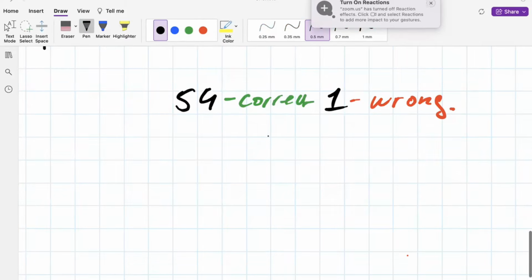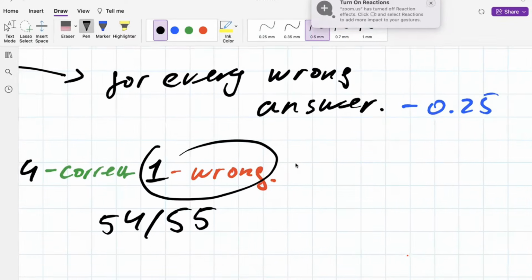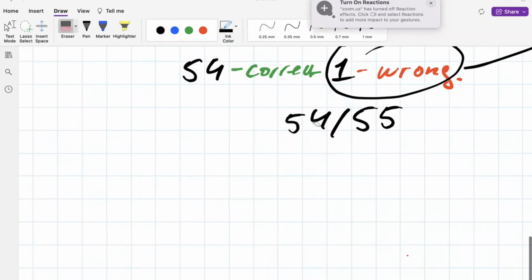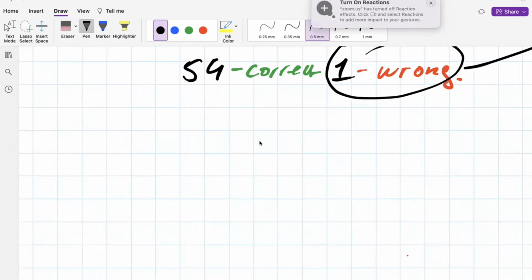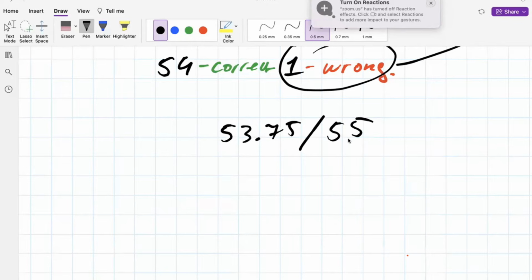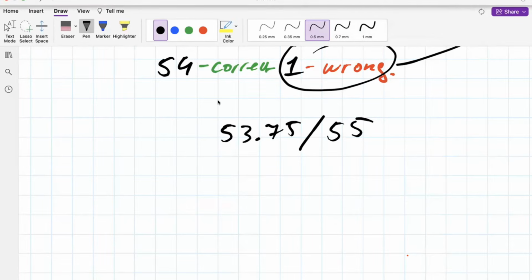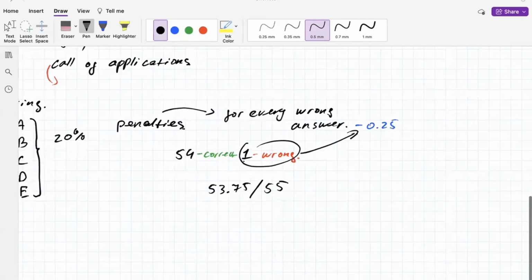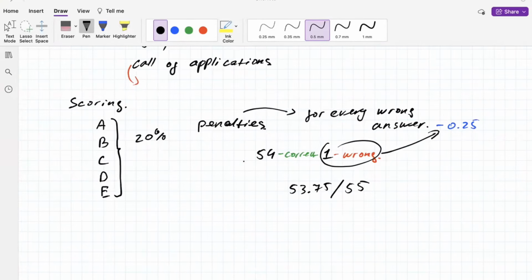In a normal test, your score would be 54 out of 55. But in the case of CEnT, your score will be 54 minus 0.25 because you had 1 wrong answer, and for every wrong answer there is a penalty. So your score is going to be around 53.75 out of 55. If you take 4 wrong answers, they're going to subtract 1 from your score. Overall, what I recommend is, if you don't know the answer, do not guess, because you're going to go into a negative score.